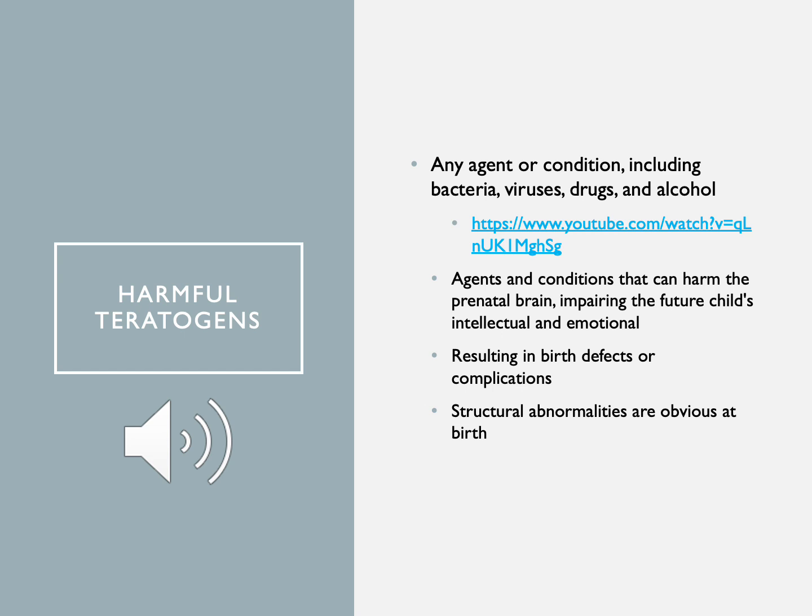During the first 2 to 8 weeks of the embryonic period, and even after into the fetal period, we do see that harmful teratogens are most likely to impact the growing body and functioning of the brain. So these teratogens are any agents or conditions, such as bacteria, viruses, drugs, or alcohol, that are within the body and could impact the growing embryo or fetus. And we see that these are harmful and impact prenatal brain development, and this leads to potential intellectual and emotional disabilities and delays, as well as birth defects or complications, as well as structural abnormalities that are present at birth.